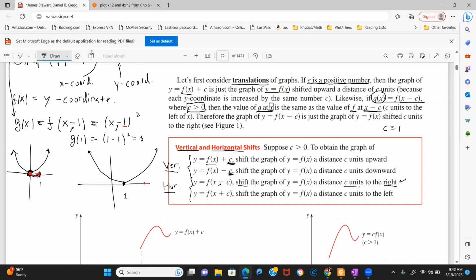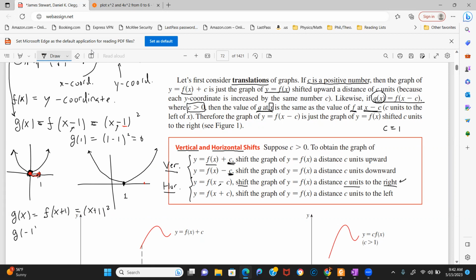And again, if you want another model, you can take f of x equal to x squared. The reason why that's going to be a shift to the left is because when you plug in, let's define a new g of x and say g of x is equal to f of x plus 1. That's going to be x plus 1 squared.